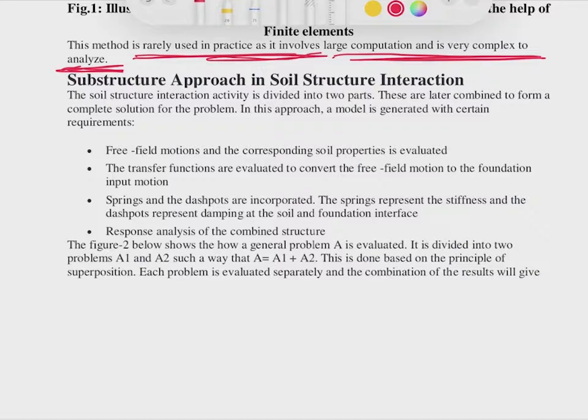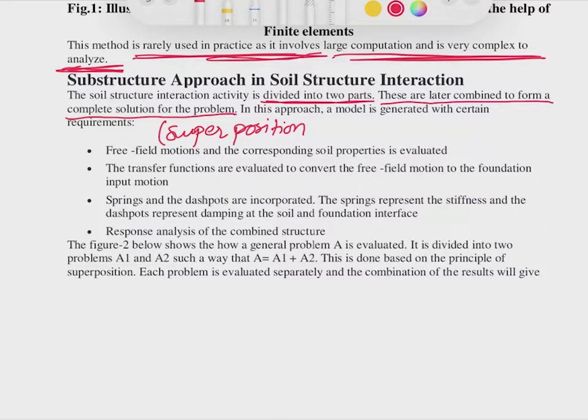So what remains is the substructure approach, which is also known as the superposition method. In the substructure approach in SSI, what do we do? The SSI interaction is divided into two parts, and these are later combined to form a complete solution for the problem. This is superposition. In superposition, you decompose a complex problem into two simpler problems, do the analysis, and then later combine them to form the complete solution for the given problem.